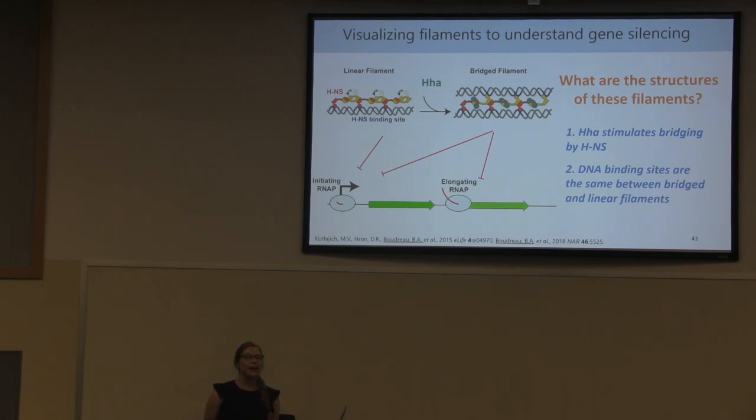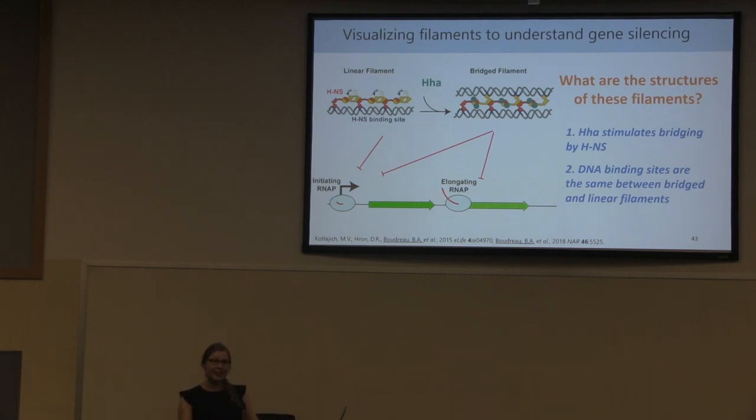So about the Hha ChIP, one group looked at Hha ChIP where Hha was expressed from a plasmid. So it was overexpressed and it seemed to bind in any H-NS filament, but in actuality there's not enough Hha for it to bind in all of the H-NS filaments. So it's still unclear how Hha interacts with H-NS in vivo.